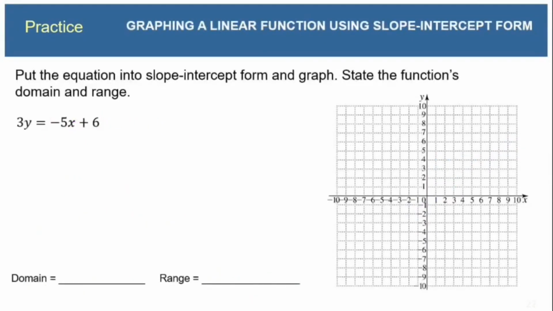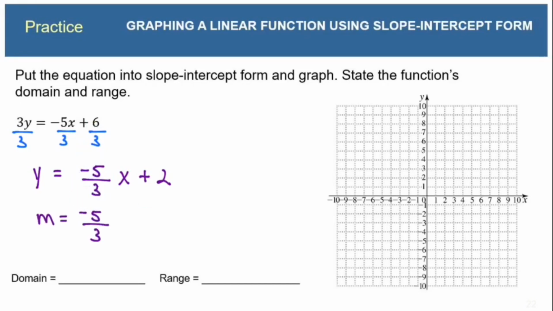Now here is an equation that's not in slope-intercept form because it's not solved for y. So before we graph it, we'll have to put it in slope-intercept form, and we'll also state the function's domain and range here. So the only thing I have to do here to get this solved for y is divide both sides by 3. So we'll do that. Divide the left side by 3 and divide everything on the right side by 3. And that gives us y equals -5/3 x plus 6 divided by 3, which is 2. And so now we know that the slope of this line is -5/3, and the y-intercept of this line is going to be (0, 2).